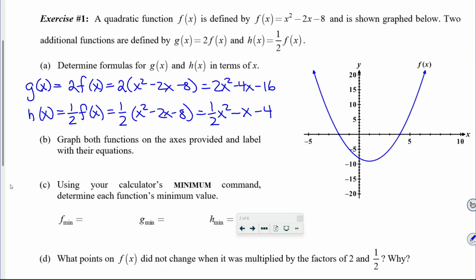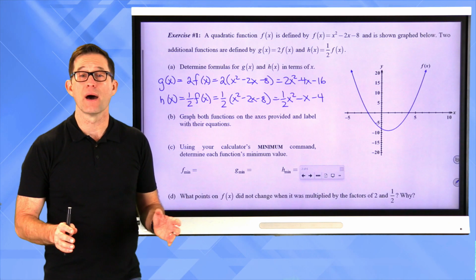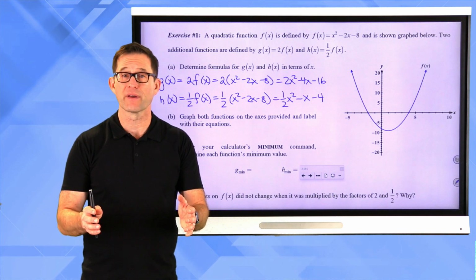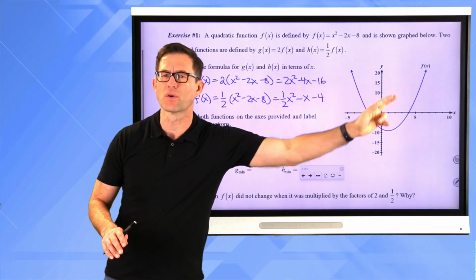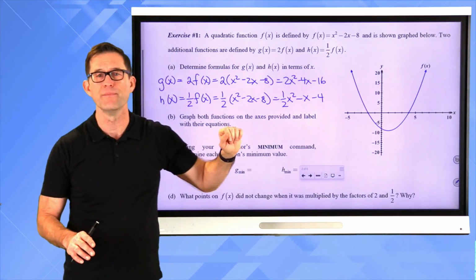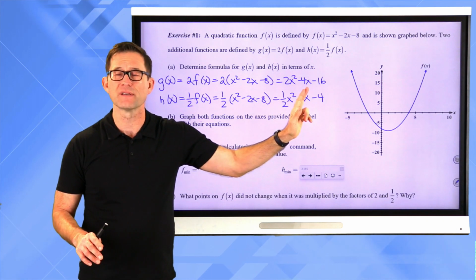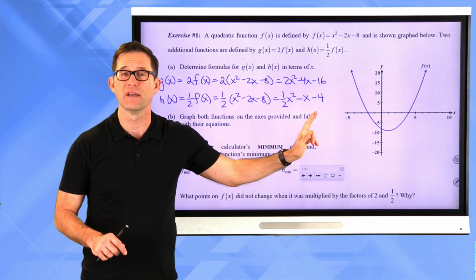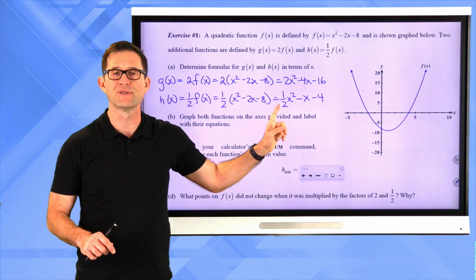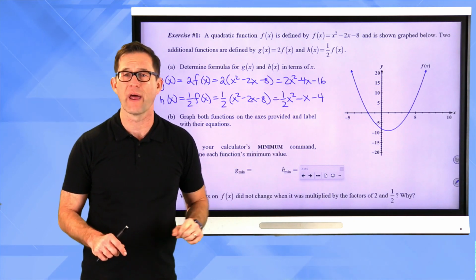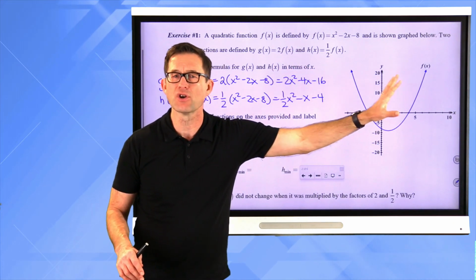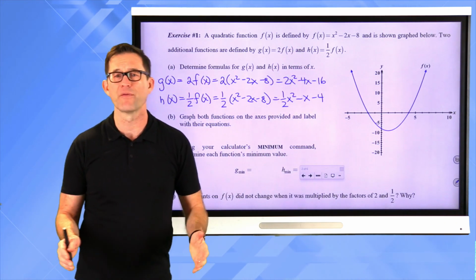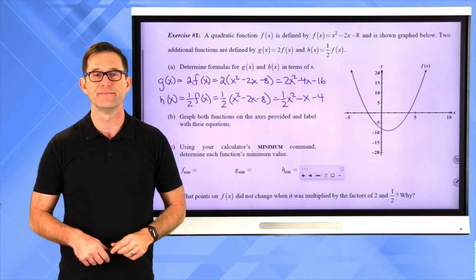All right, letter B. Graph both functions on the axes provided and label with their equations. What I really want you to do is take your graphing calculator out. I definitely want you to put f of x in as its base. Then put g of x in as your second equation and h of x in as your third equation. You could certainly use 0.5 instead of the fraction 1/2 if you wanted to. Sketch each one of them, and try to do your best job on the sketches. They don't have to be perfect in any way, but see what you can do.